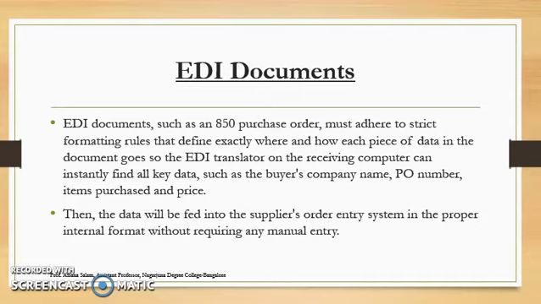Okay, so either the envelope, the segment, or the element itself, or the format documents, will have the strict formatting rules that define exactly where and how each piece of data in a document goes. So the EDI translator on the receiving computer can instantly find all the key data such as the buyer's company name, purchase order number, each item, and also the cost.